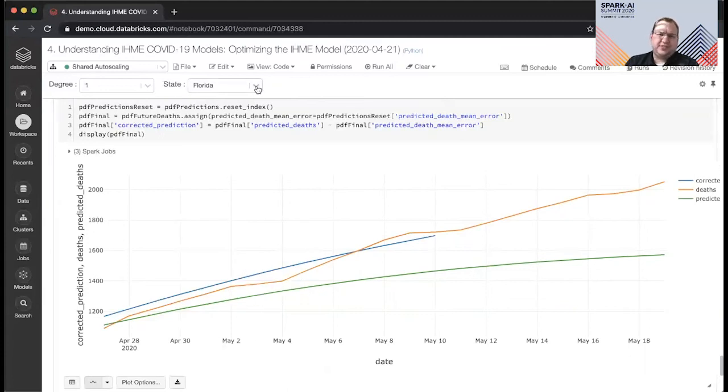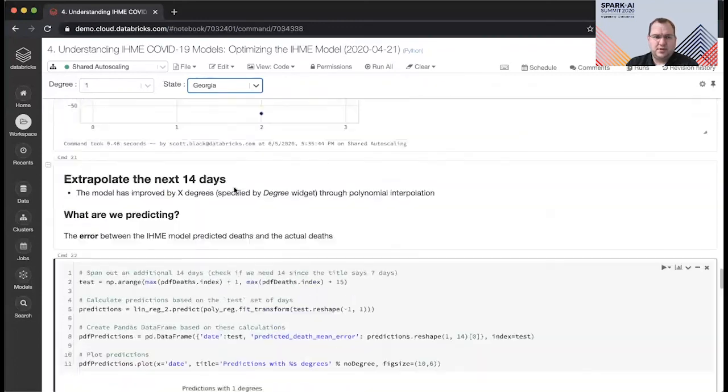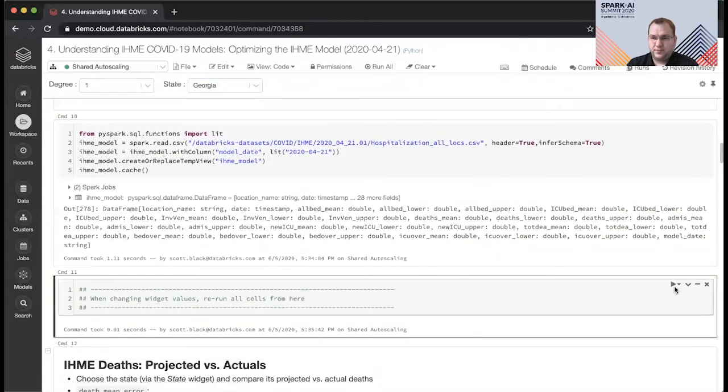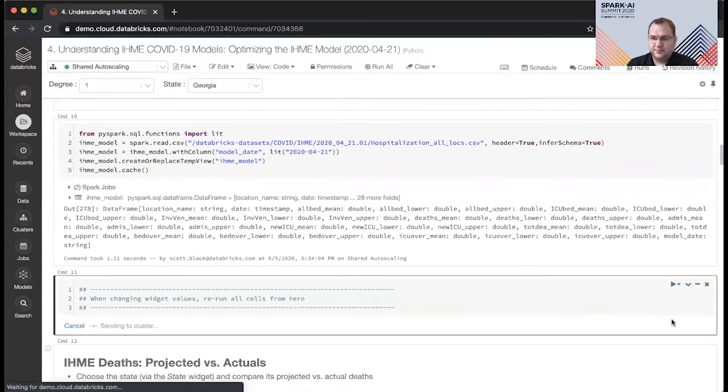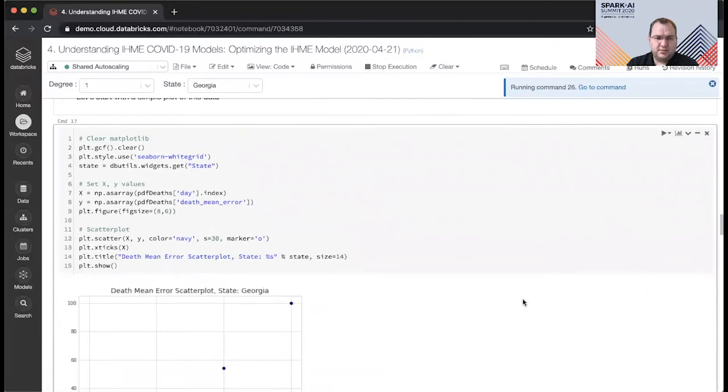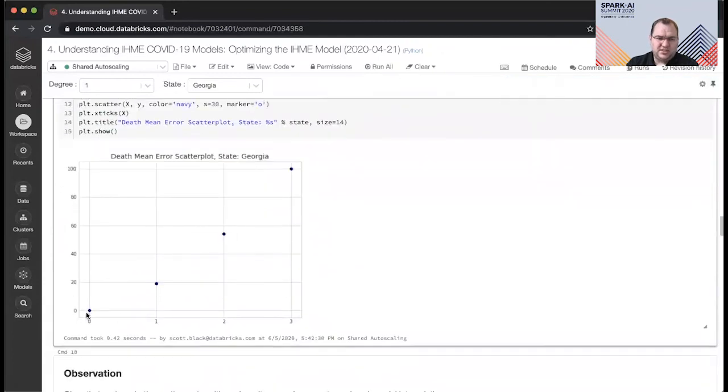So let's try this with a different state. Let's try this with Georgia. Let's come back up here, rerun this for Georgia, and see what happens. We're going to skip down to our training data set. You can see here it is actually very close. The model was correct on that first training data set, but as time goes on, it starts over predicting more and more. So a little different type of setup than what we saw in Florida.